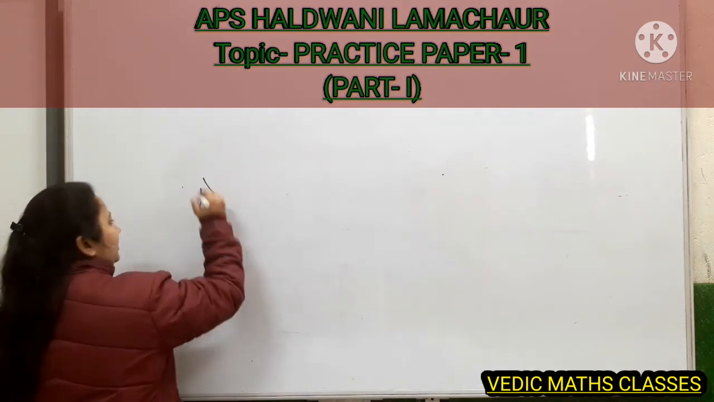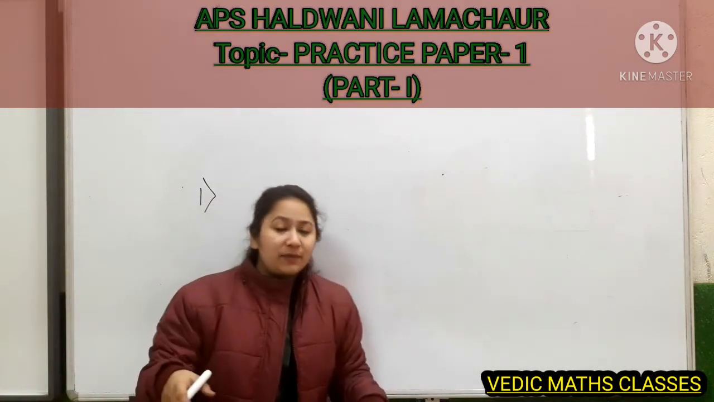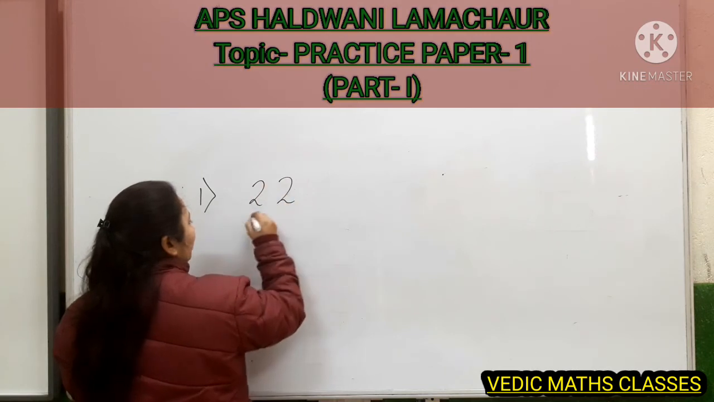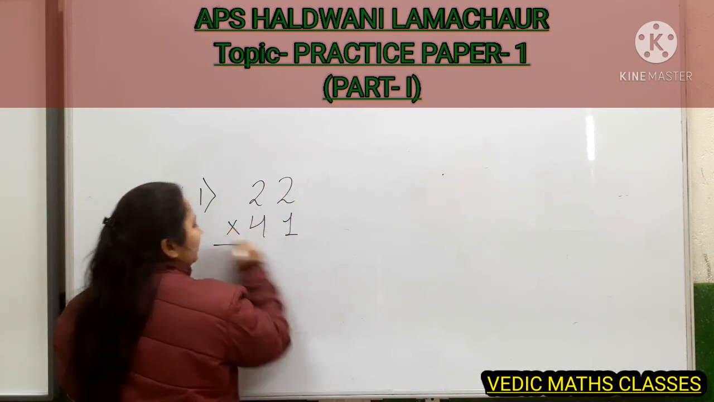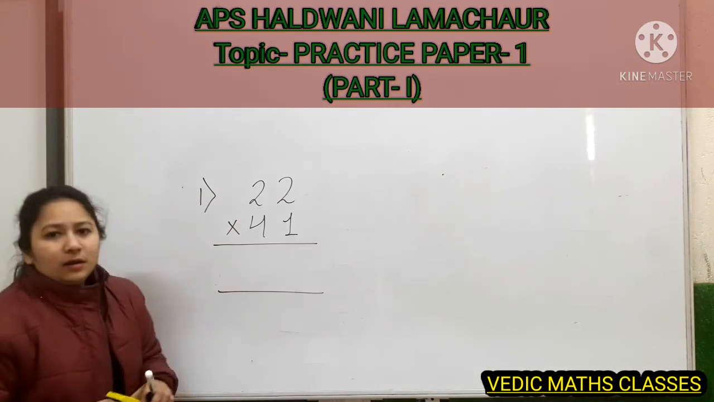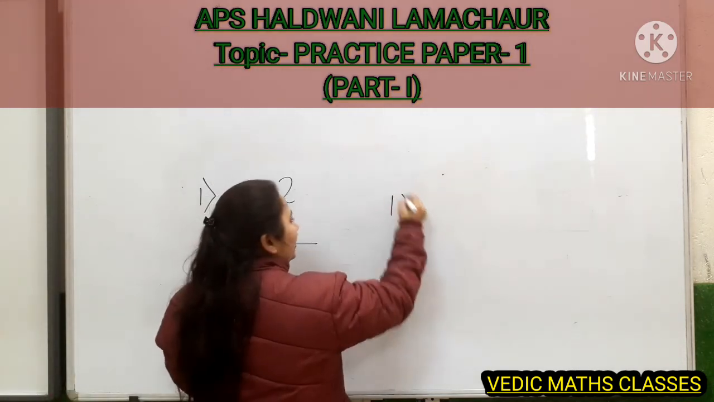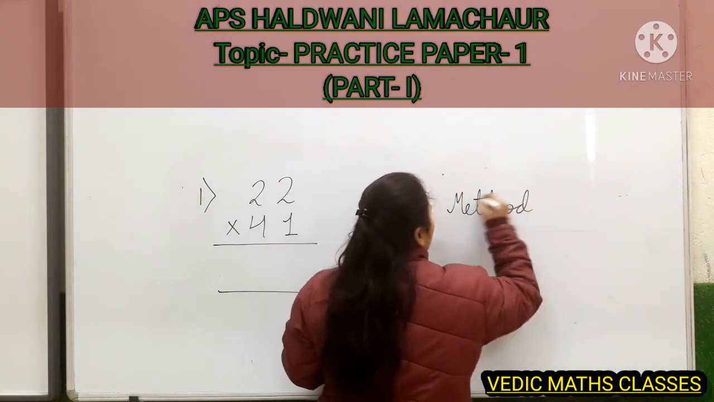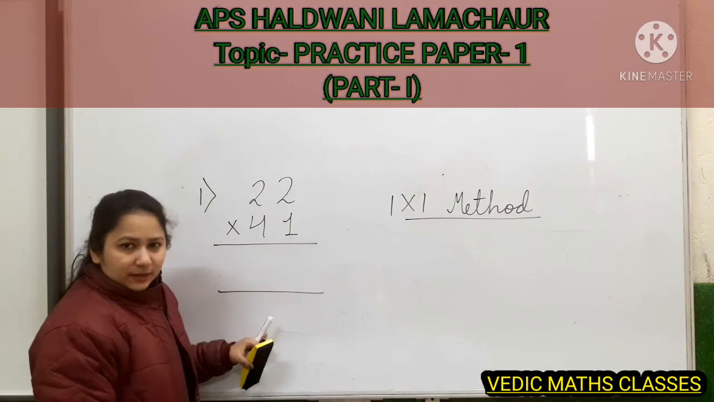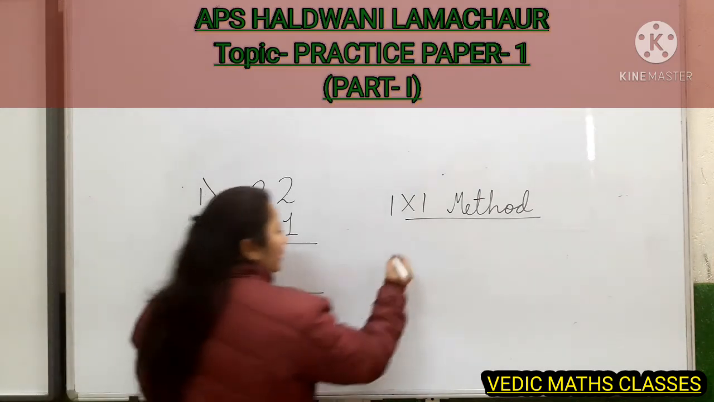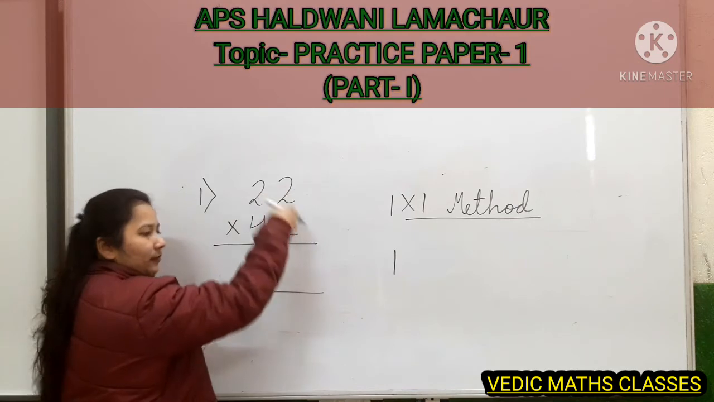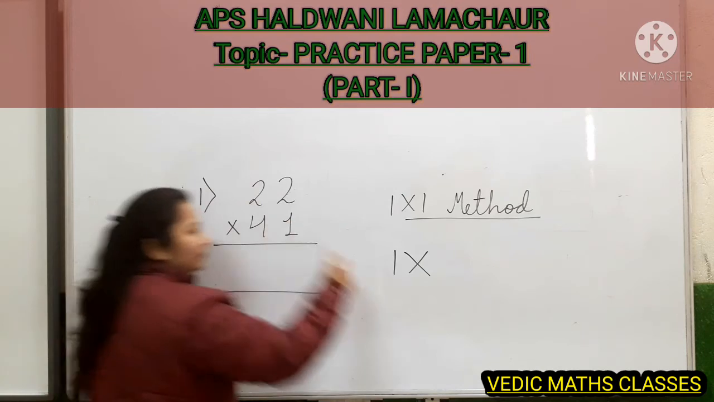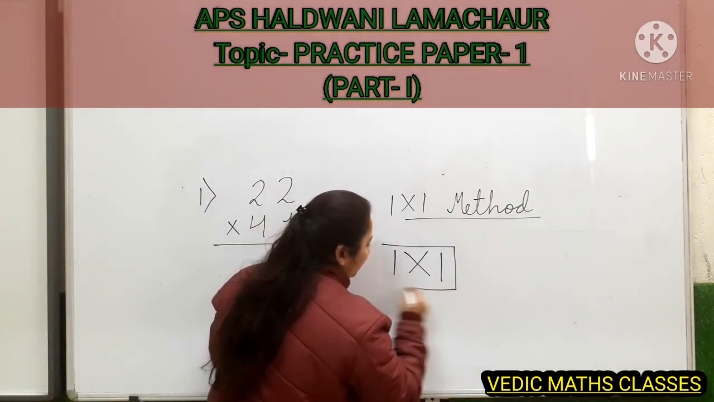Now first of all, we will discuss the first sum. I am writing the first sum because it's a new sum, meaning a new method. Now the first sum of 2 digit multiplication directly. As you know, it is the I X I method. In this method, as it is a 2 digit, you will take the pattern: first I, then cross, and then I. This is the pattern for 2 digit.